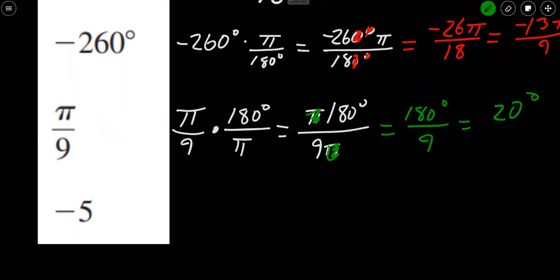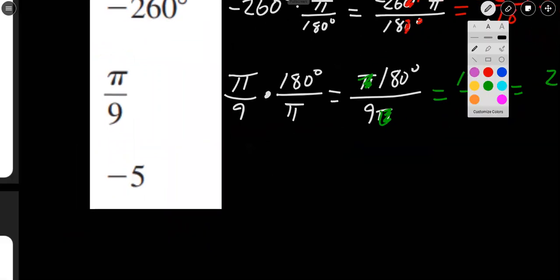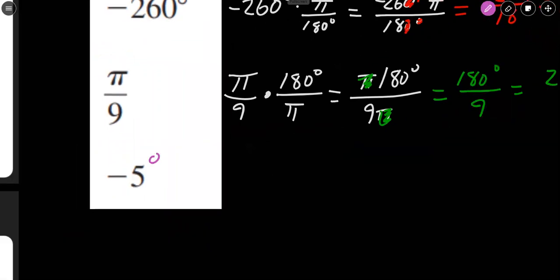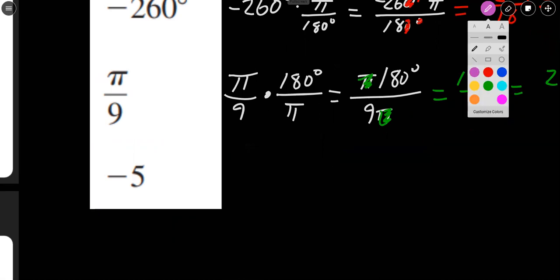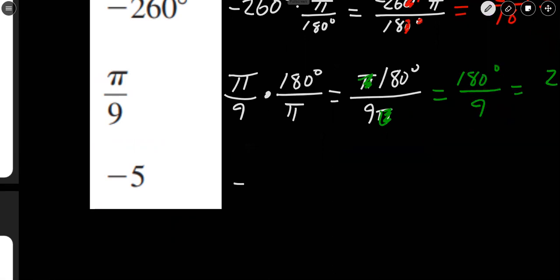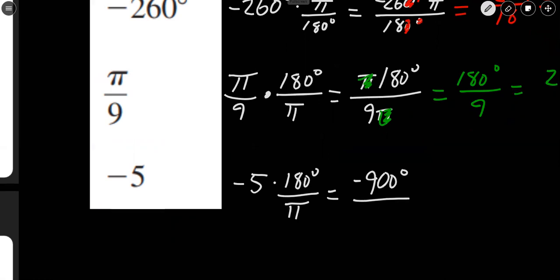And now this last one, this one's actually a little tricky. It says negative 5, but notice it's not negative 5 degrees. There's no degree symbol here. So this is negative 5 radians. So I'm just going to take the number negative 5 and multiply it by 180 degrees over pi. Well, this gets kind of messy. This becomes negative 900 degrees over pi.